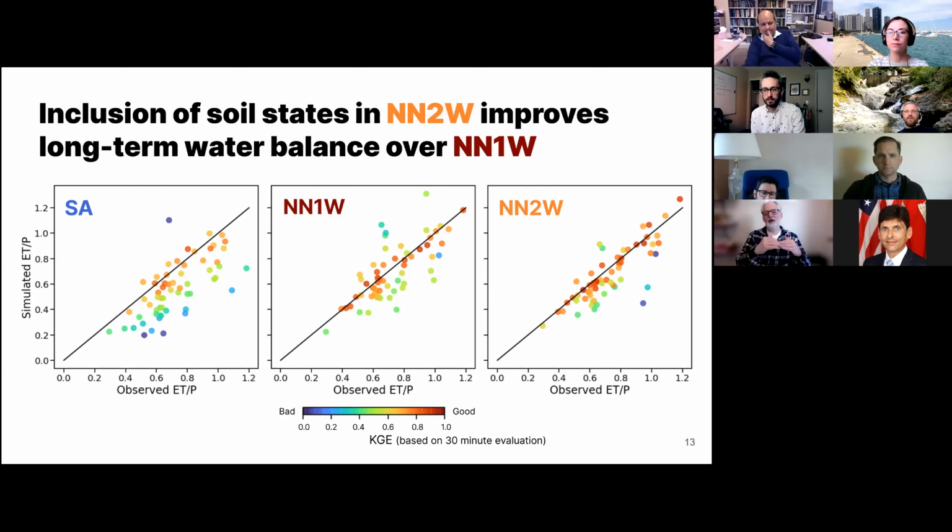Do you think if those data were all well understood and we had all that information, that we could improve our process-based or physically based models as well to incorporate them? Probably, I think so. I'm not saying it would be easy, but I think it's possible.